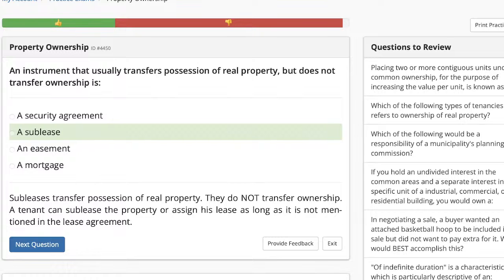Oh, you guys are breaking my heart. Don't write mortgage. Please stop writing mortgage. Every time you guys write mortgage, you're breaking my heart. There are no exceptions to the rule.